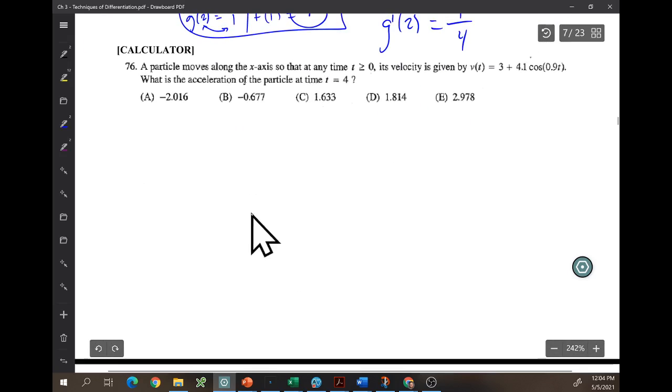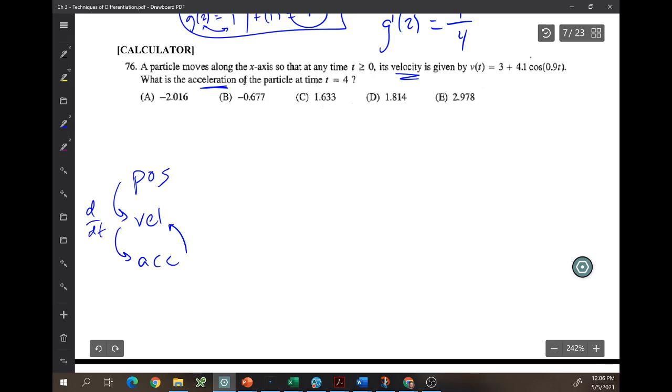Next one we have is a particle moves along the x-axis, so that at any time t, its velocity is given by this formula. And this was a calculator question, so make sure you get out your calculator. Our big key here is that we see this word velocity, we see this word acceleration, and we need to remember our position, velocity, acceleration: if we're going to move down the table, we're doing a derivative, and if we're going to go up the table, we're doing an integral. So in this case, we have velocity, and we want the acceleration at time 4.